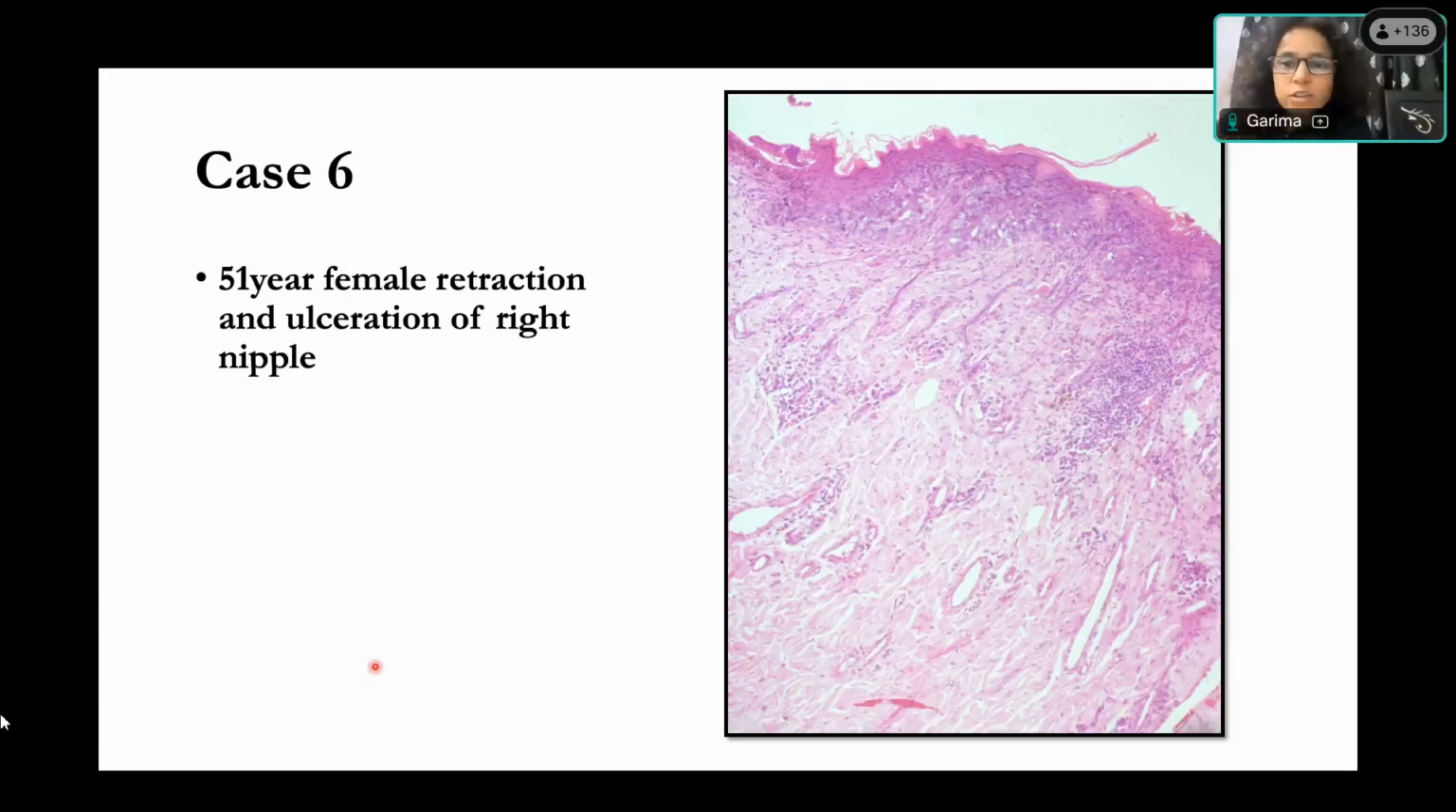Okay, so case number 6 was a 51-year-old female with retraction and ulceration of the right nipple. Have you all gone through the slides? Can you tell me where the lesion is located? You can see an epidermis here, right? And then beneath that is the dermis. So where do you think the pathology is?